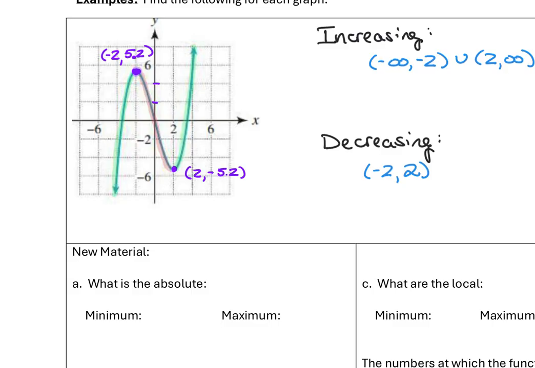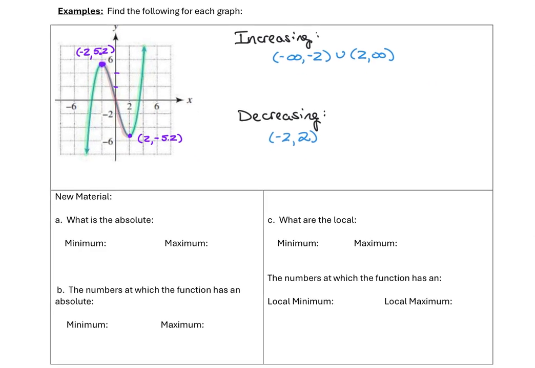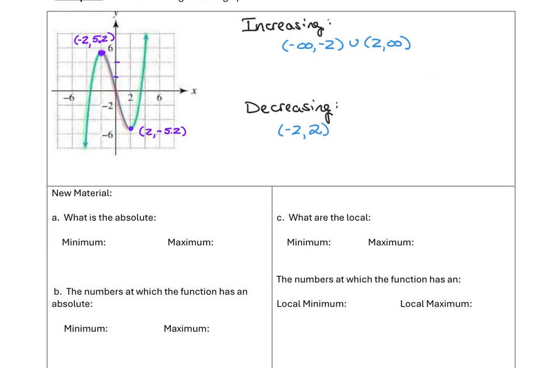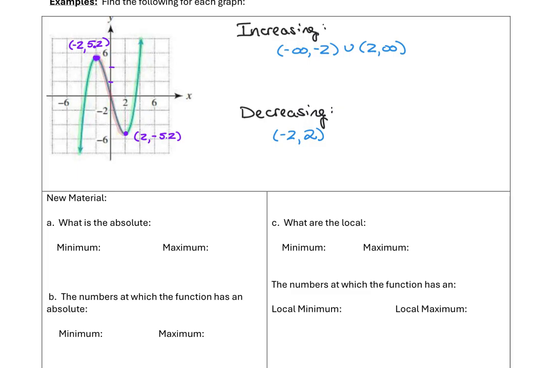All right, so now let's go ahead and see what we've got. The first thing we're going to talk about is absolutes, okay? For this graph, we do not have absolutes here because it goes down forever and it goes up forever. We have no absolute maximums or minimums. So we're just going to say none. Not applicable, something along those lines.